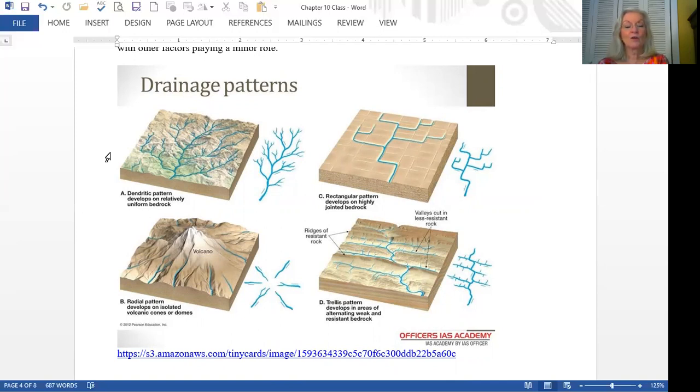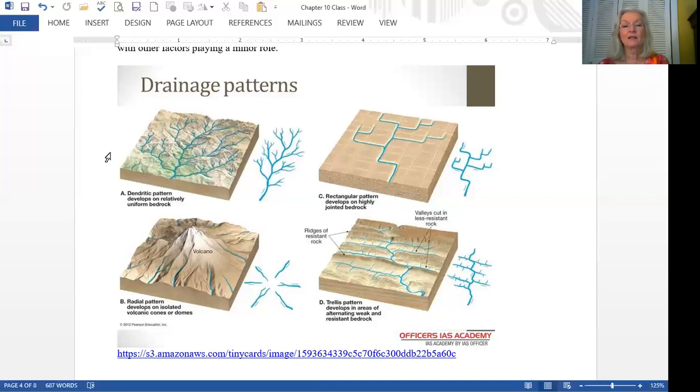The one on the lower left-hand side of our graphic is the radial drainage pattern, and you have water moving outward from some central high elevated area, and most people describe this as looking like spokes on a wheel. And then the very last one, on the bottom right corner, is the trellis pattern, and that is where the water runs in little parallel channels because of resistant rock separating them.